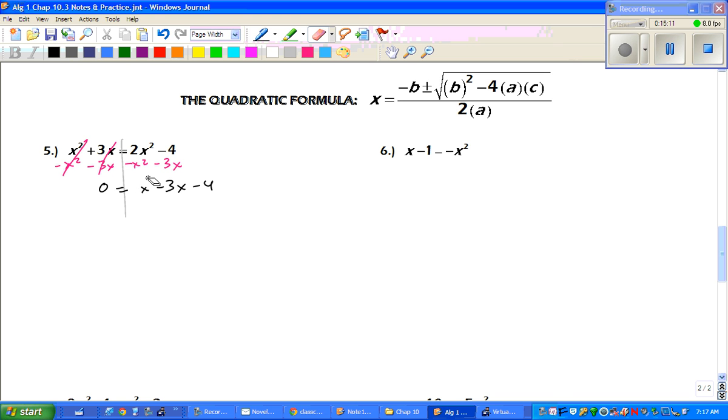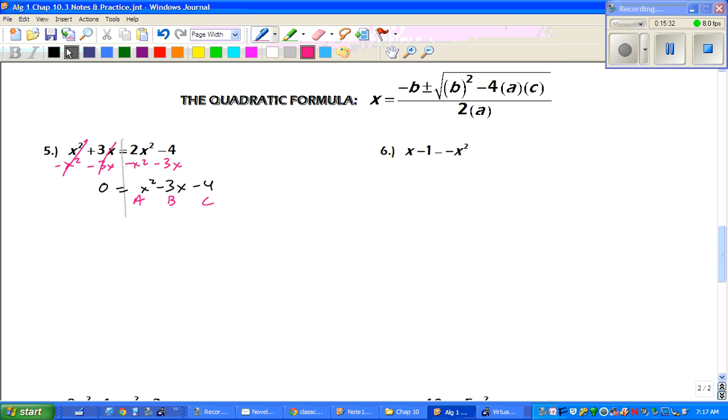And Mr. Grice, it's not 2x squared, it's 1x squared, okay, because 2 minus 1 is 1. I apologize. So, taking a look at this, remember that this is our A, this is our B, and that's the C.